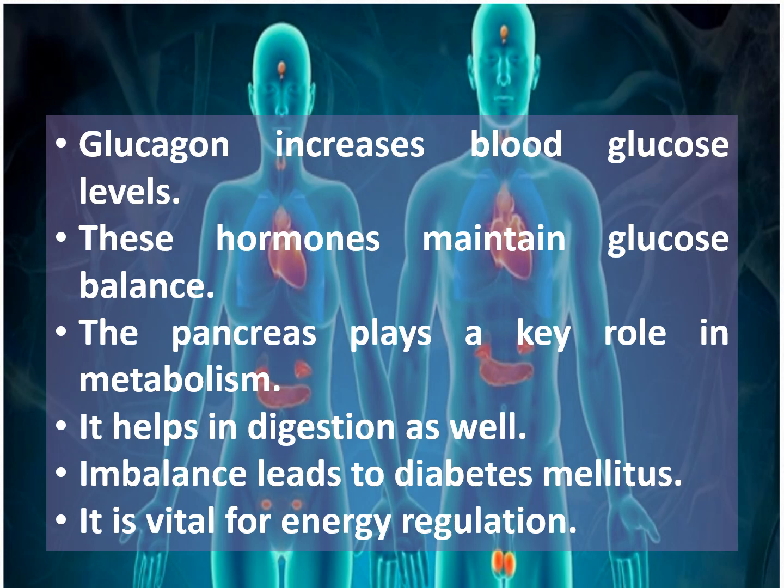These hormones maintain glucose balance. The pancreas play a key role in metabolism. This helps in digestion as well. Imbalance leads to diabetes mellitus, that we all know. When there is a deficiency of insulin, the blood glucose levels increases enormously. This condition is called as diabetes mellitus. It is very vital for energy regulation also.